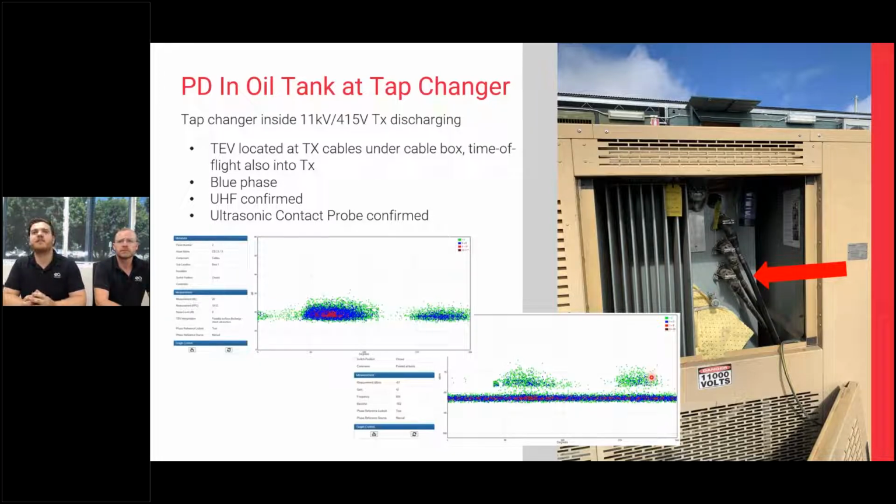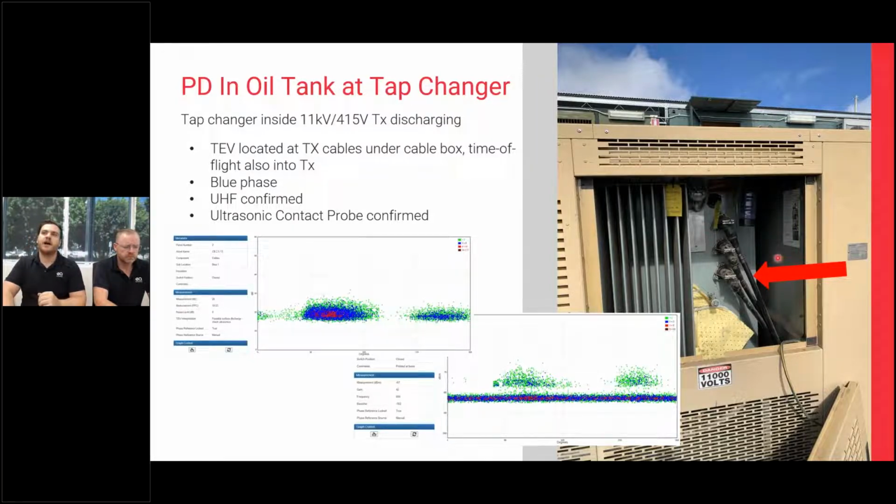The very interesting part about this is we were also able to put the contact probe on the outside of the metalwork and listen in, and we found that it was actually the tap change discharging. We could audibly hear it as well. So it's a very good scenario of all of the test methods coinciding to find the location. But being able to hear it ultrasonically is quite rare as well.